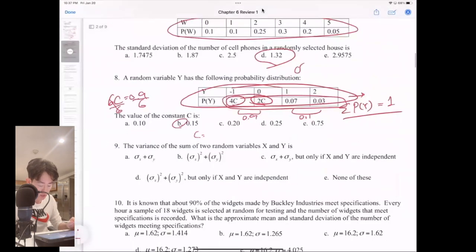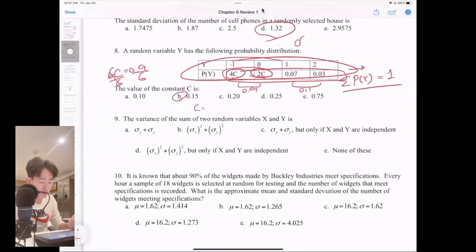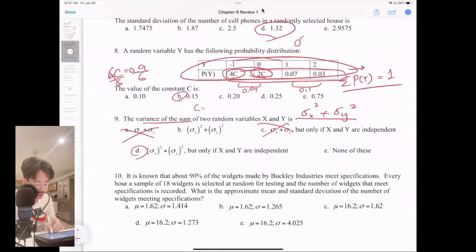All right, so the next question: the variance of the sum of two random variables X and Y. For this, we know that the variance is the standard deviation squared for X and the standard deviation of Y squared, and the sum of that should look like this. So it's not A, not C. The variance of the sum of two random variables should be D. B is the same thing, but it has to be independent as one of the requirements. So the answer here is D.